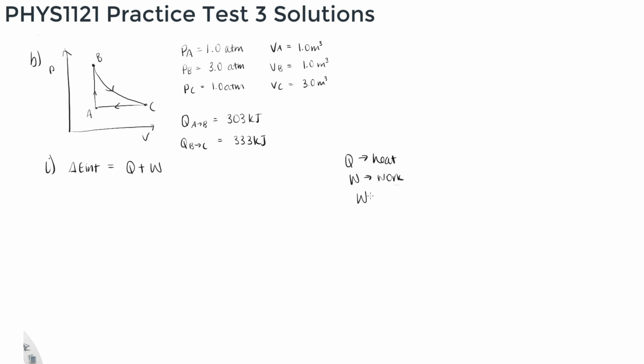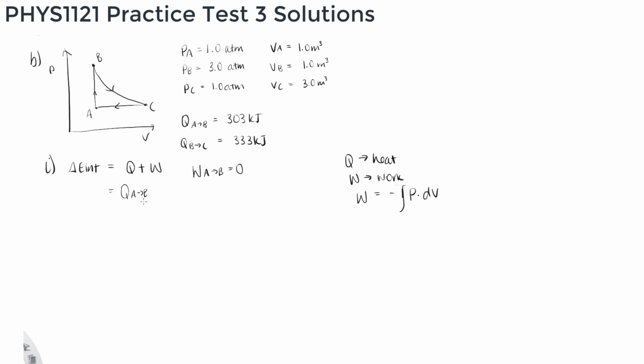Now we have an equation for work. It is negative the integral of pressure times the change in volume. Now the really important thing to remember about work is that work is non-zero when there is a change in volume. If there is no change in volume, that means that work is 0. Now here, we were told that A to B is an isovolumetric process, which means that there is no change in volume. Therefore, the work for the process A to B is 0.